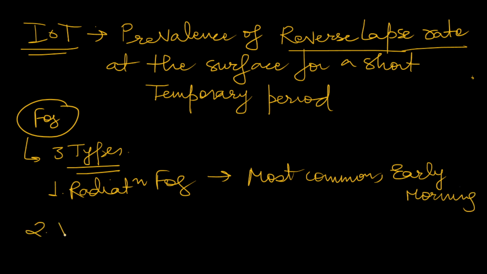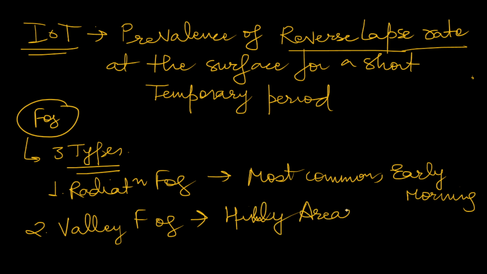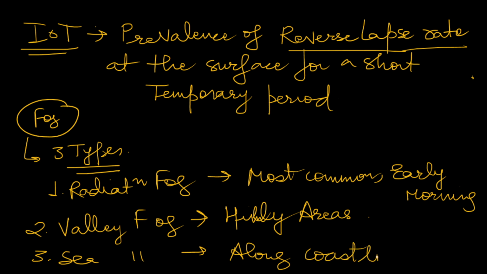Second, we have valley fog. These are found in hilly areas due to inversion of temperature in valleys. Next, we have sea fog. These are seen near the coastline due to inversion of temperatures. Whenever you go to coasts, you will see that during evening and morning there is a lot of fog due to inversion of temperatures. So these are the types of fog, and you understand inversion of temperature.